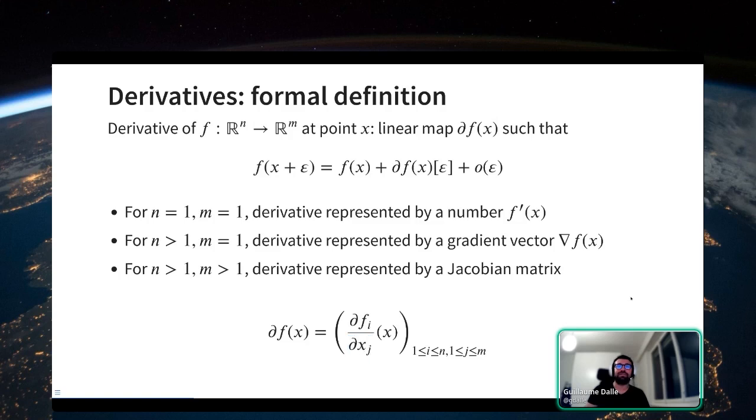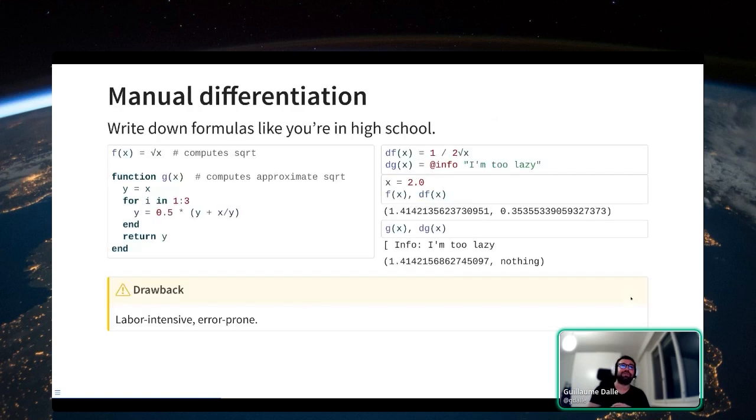So this is the only slide with math, and now we get to the fun part. How do we actually compute derivatives or differentials? The first one, of course, is manual differentiation, writing down formulas just like it's high school all over again. And as we'll see, it's really hard to generalize. For instance, if you have a very simple function, this is Julia code to compute a square root, then you can, of course, remember your high school and say that the derivative is 1 over 2 square root of x.